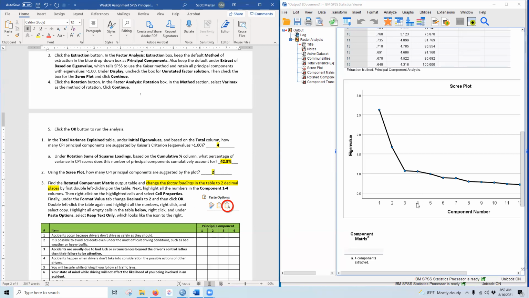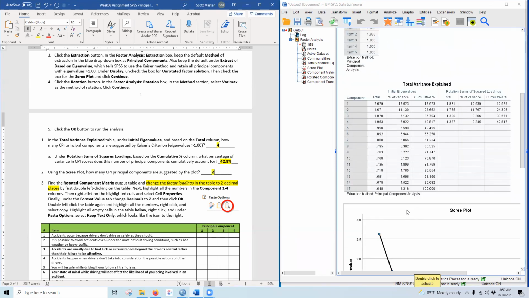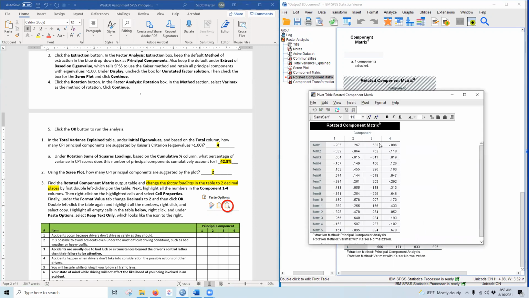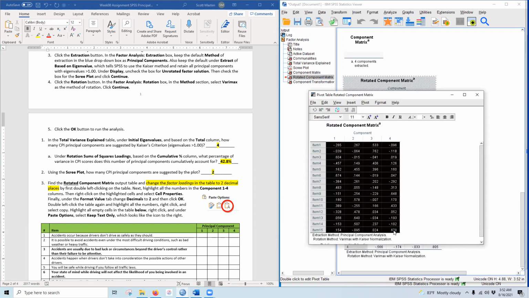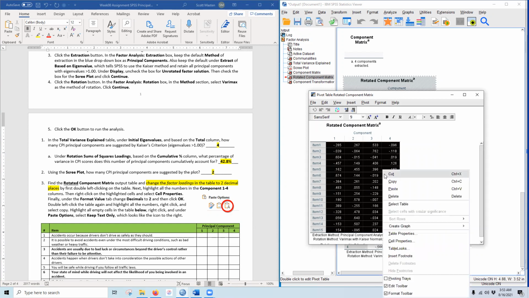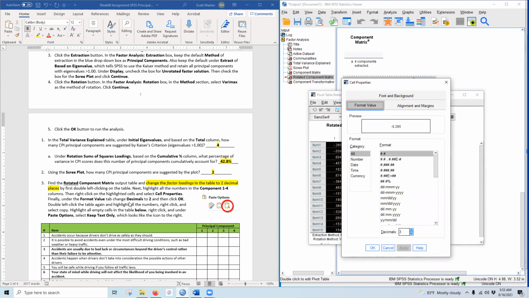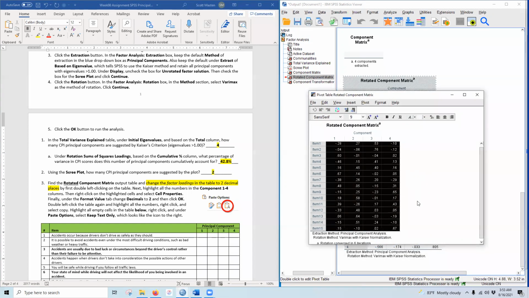Now we're going to find the rotated component matrix output table and change the factor loadings in the table to 2 decimals. First of all, let's find our rotated component matrix. There it is. You need to change the factor loadings in the table, these numbers, to 2 decimals because we're going to paste it into the table below. First double click on the table, highlight all the numbers in components 1 through 4, right click, and go to cell properties. Under the format value, change the decimals to 2, hit apply, and okay, and it's rounded them to just 2.